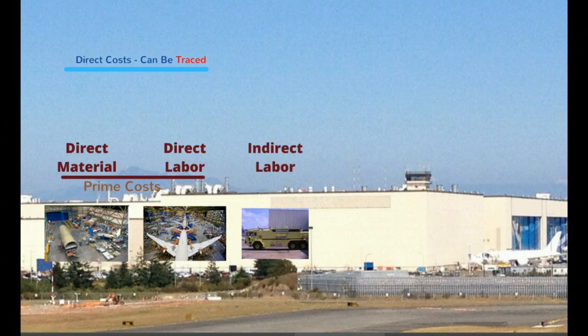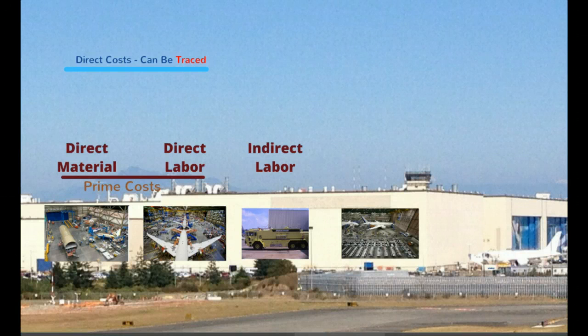We have indirect labor. Indirect labor consists of labor that's involved in running the plant, in running the different activities that are going on here, but labor which is not traceable to one specific aircraft, but is rather involved in supporting the manufacturing facility. That is indirect labor.